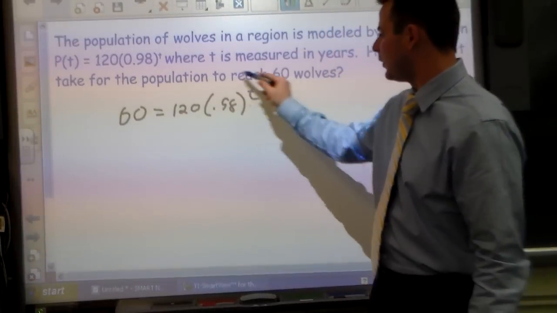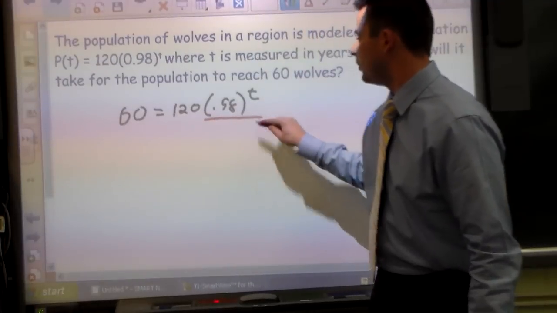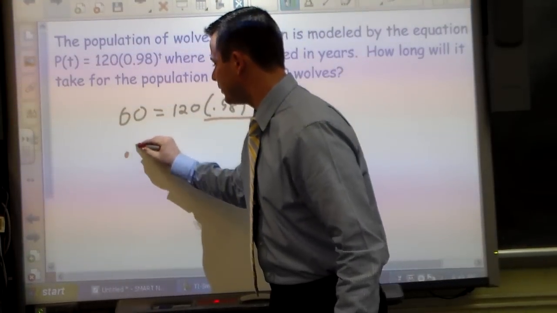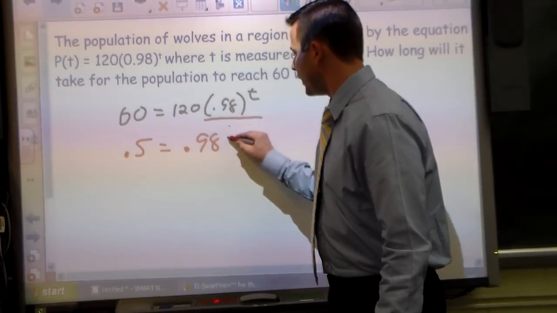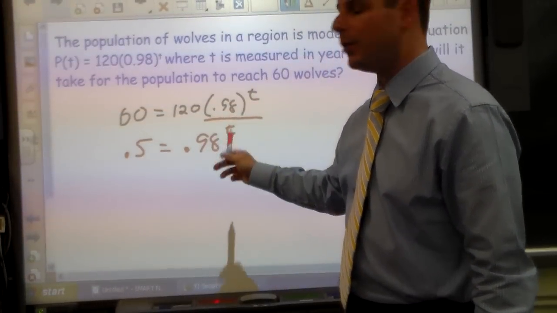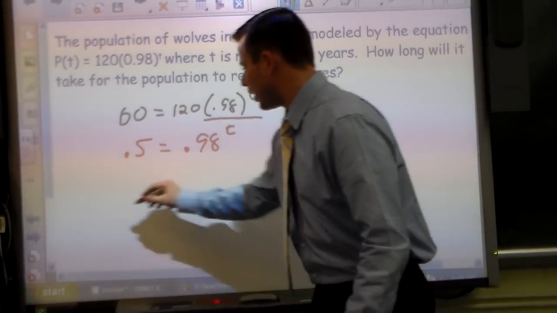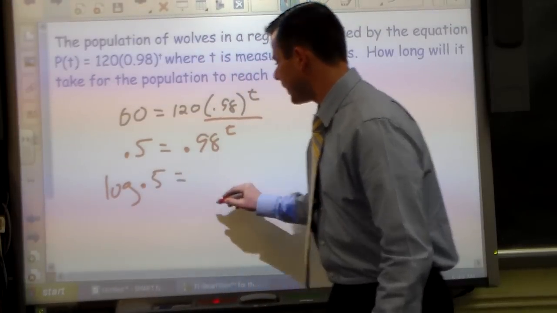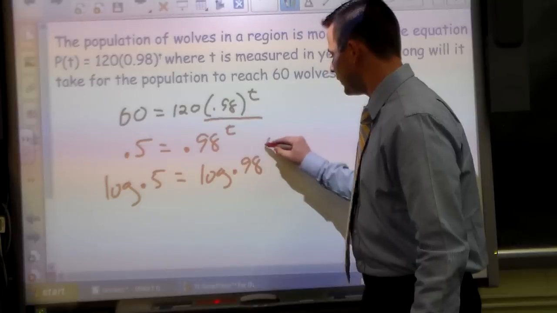So now, let's isolate the term with the variable and the exponent. In that case, we have 0.98 to the t power. So let's divide by 120. 0.5 equals 0.98 to the t power. Now that we have the term with the variable and the exponent isolated, we could take either the common log of both sides or the natural log of both sides. I'm going to take the log of both sides. Log 0.5 equals log 0.98 to the t power.